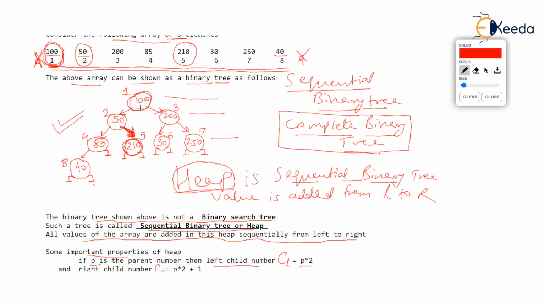For being a min heap, parent value should be less than both the children, isn't it? Now the parent value over here, 100, is although less than the right child, but it is greater than the left child. So the min heap rule is broken in the first level itself. So this is not a min heap either.